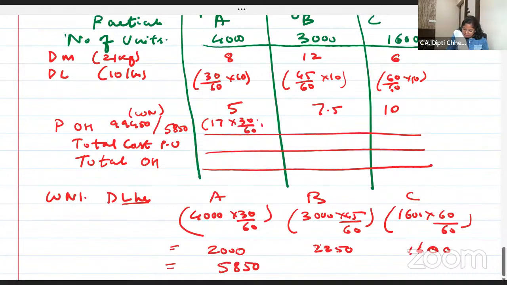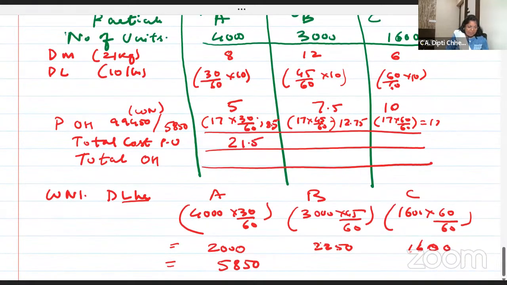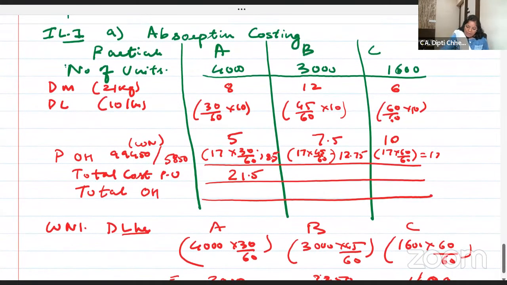So here 30 by 60. 17 into 45 by 60. 17 into 60 by 60. So here too it will come 17. 17 into 45 by 60 is 12.75. Here it will be half of 17, 8.5. Plus 5, plus 8, 21.5 is the per unit cost.